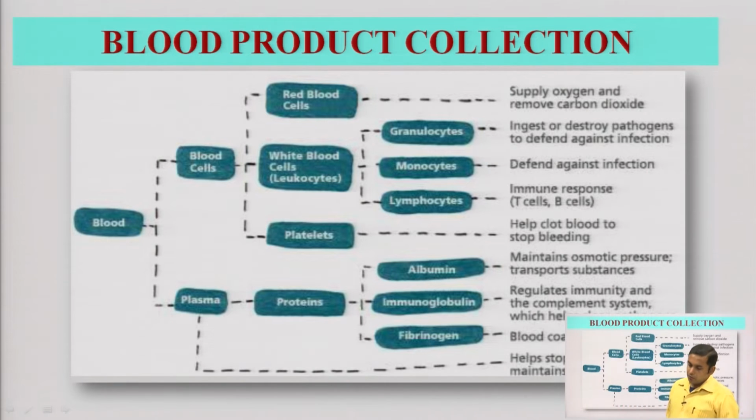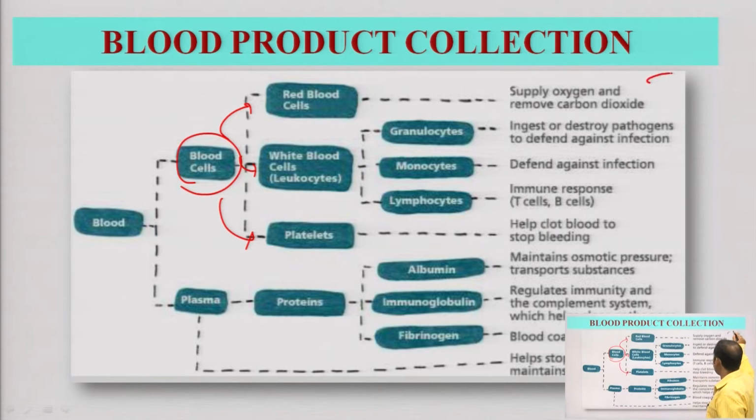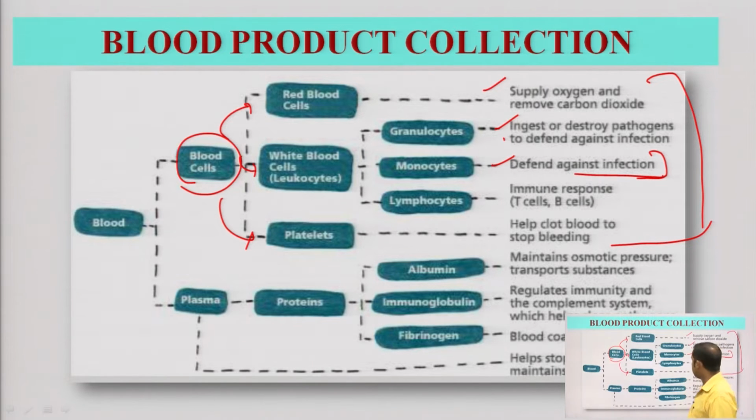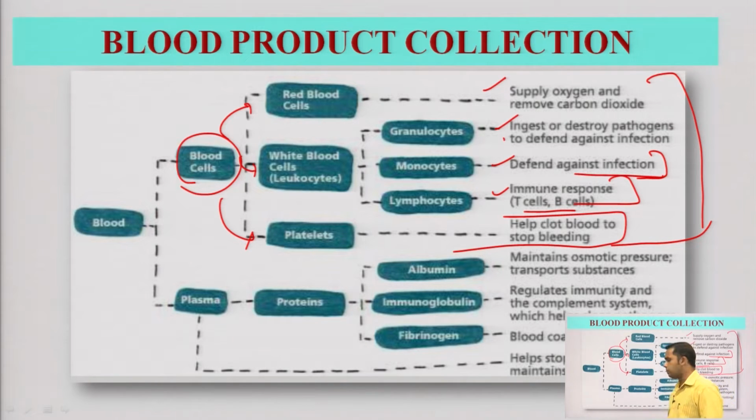So, what are the activities of the various kinds of blood cells? The normal blood cells, which are RBC, WBC or platelets, do lots of work. The RBC supply oxygen. The granulocytes help ingest or destroy pathogens. Monocytes defend against infection. Lymphocytes are helpful in the immune response, like B cells and T cells. Platelets are helpful in bleeding.